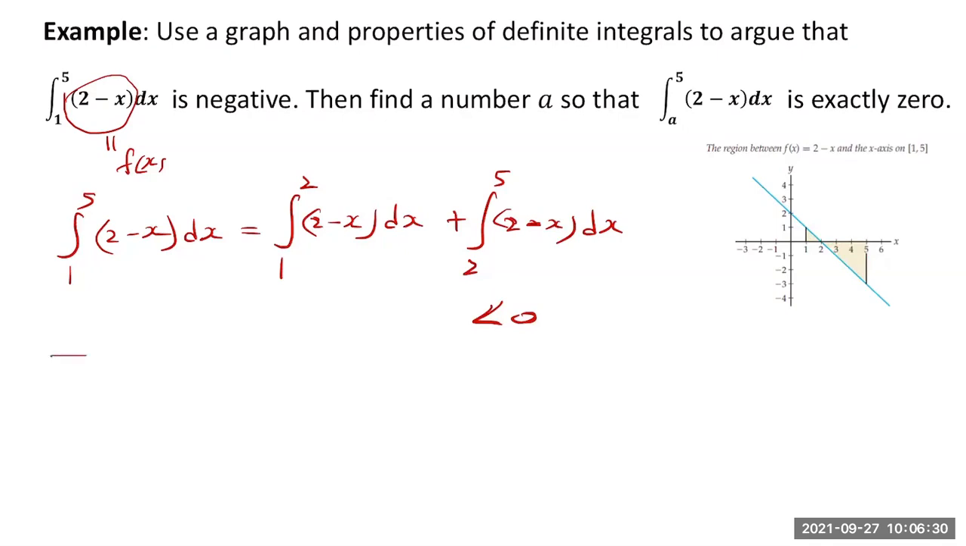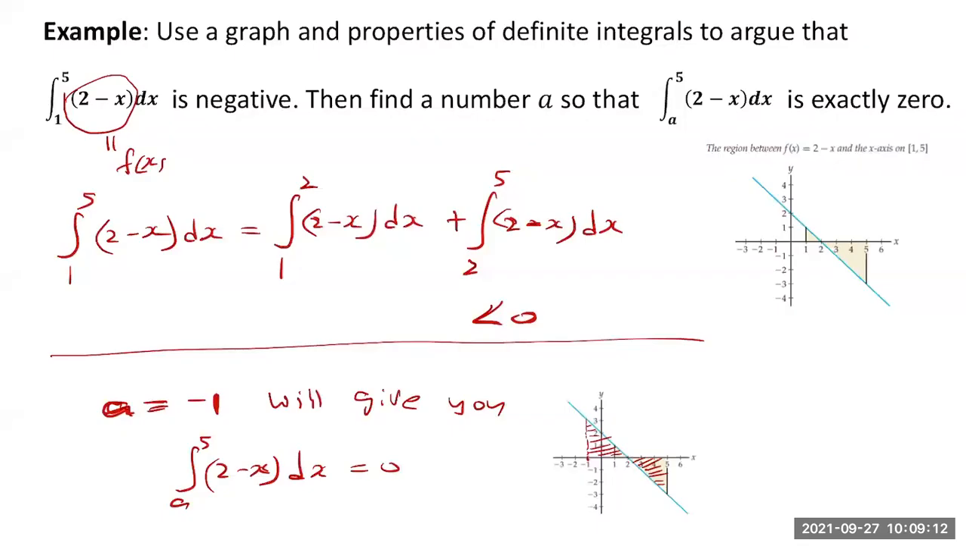So the number that you need to choose so that this definite integral is 0 is a equals minus 1. It is just by observation. If you choose a to be minus 1, you get the area above the x-axis is the same as the area below the x-axis on that particular interval minus 1, 5. That means a equals minus 1 will give you the definite integral from a to 5, 2 minus x dx, equal to 0.